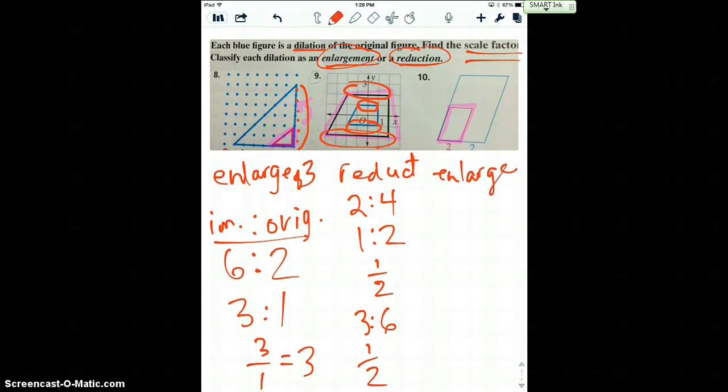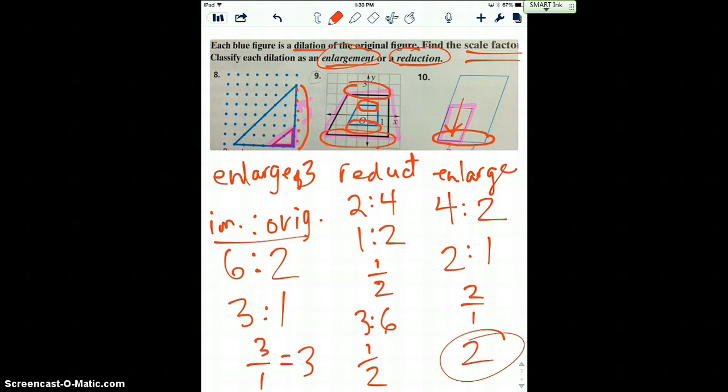Okay, and then I need the ratio. So if I go to the image, it only gives me this length, so I'm going to go here. The image length is not 2, but 4. And then my original had a length of 2. So if I reduce that down, it's 2 to 1, or a scale factor of 2. An enlargement by 2. This one was a reduction by 1/2. This was an enlargement by 3.